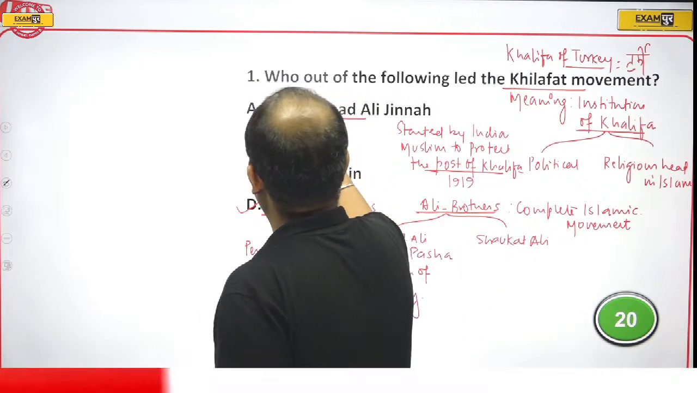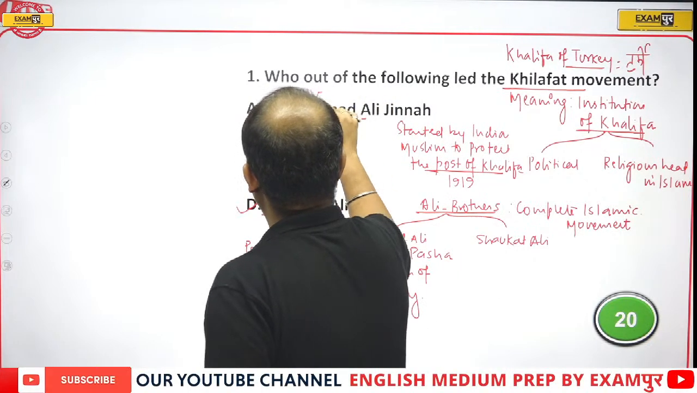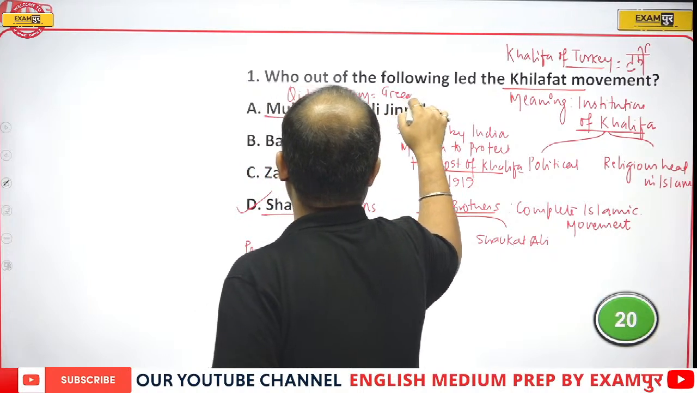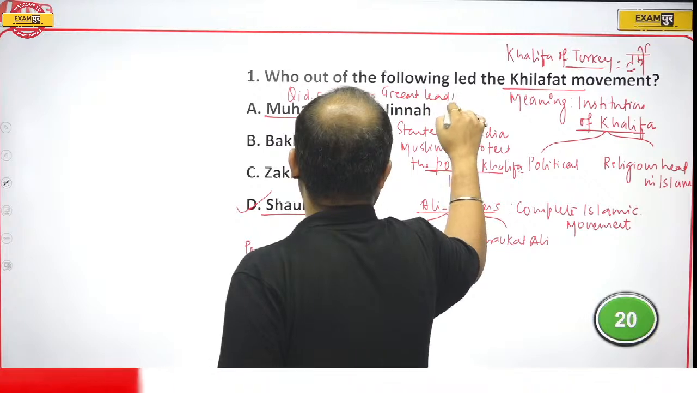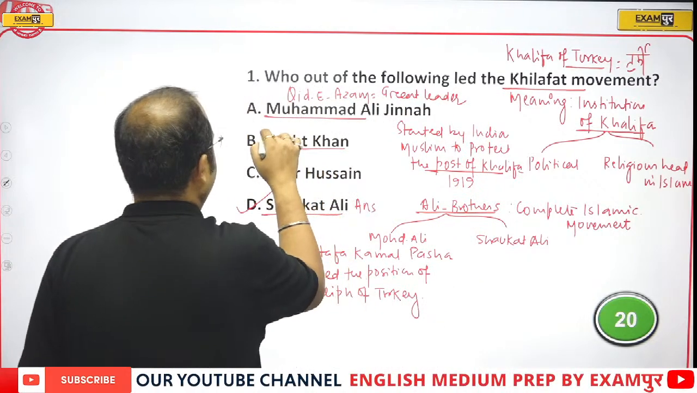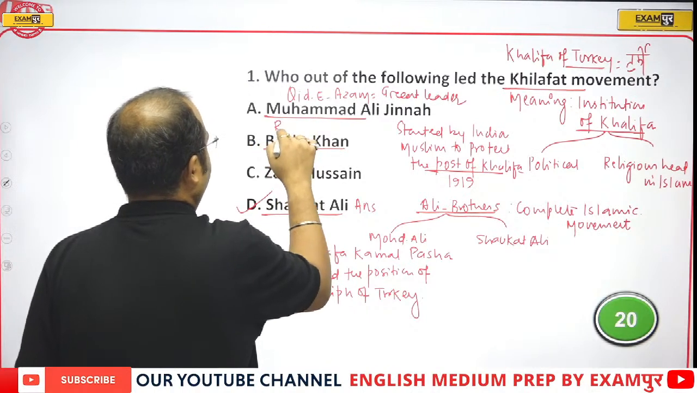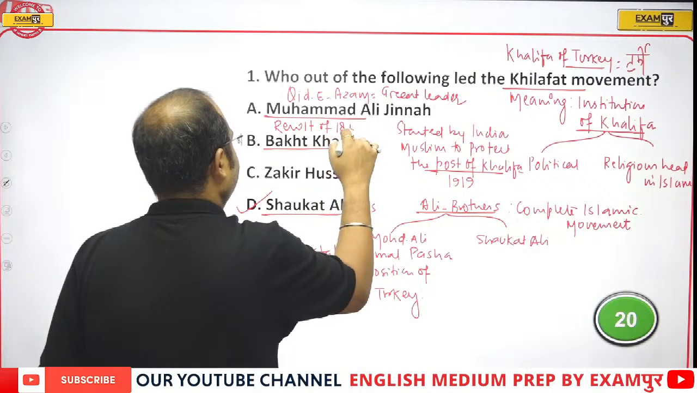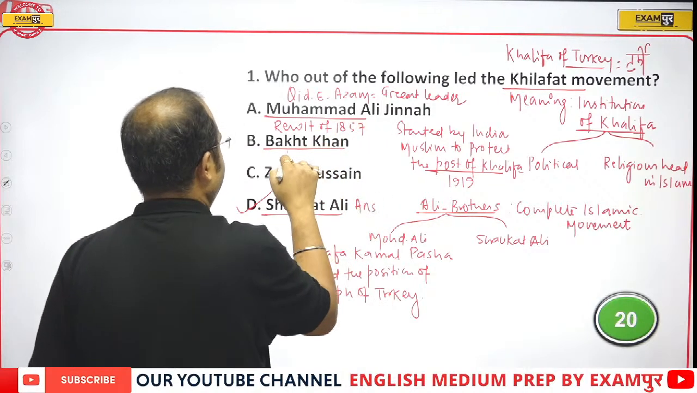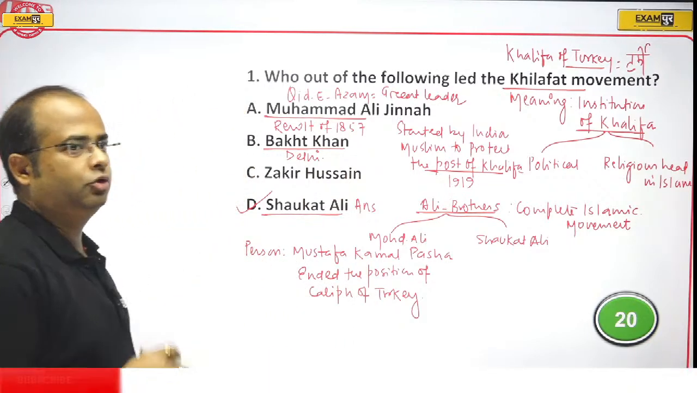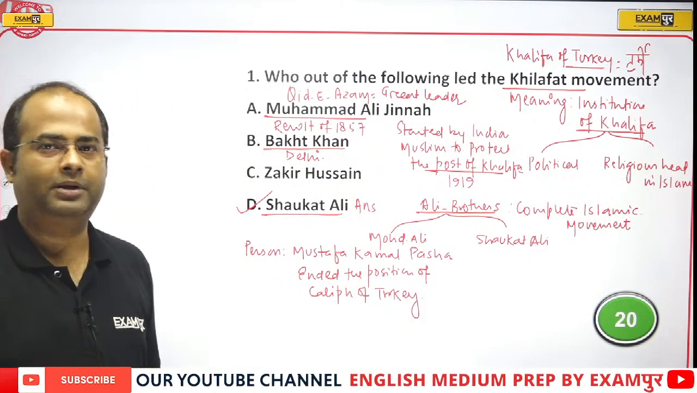Muhammad Ali Jinnah was called Qaid-e-Azam. That means great leader. Bakht Khan was associated with the revolt of 1857, and he was in Delhi. He was the army commander of Bahadur Shah Zafar. He led the revolt from Delhi.